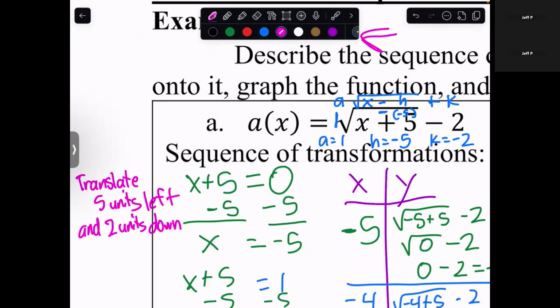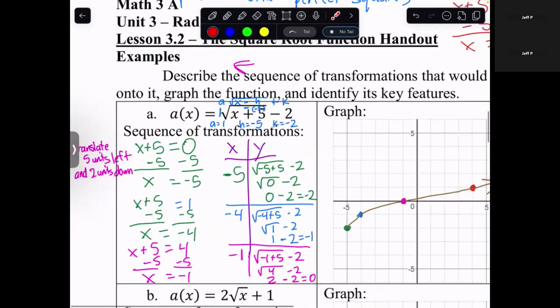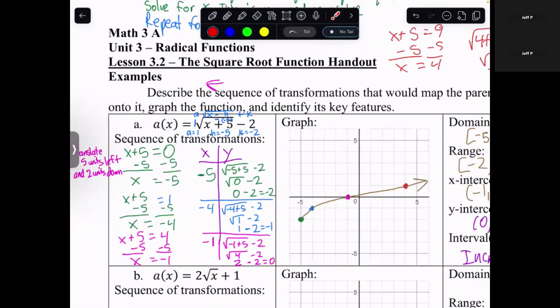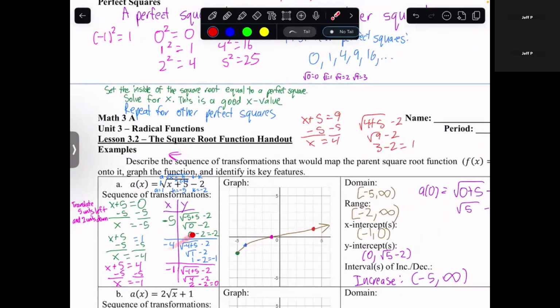Okay, so do not say translate -2 down. That would actually be wrong. The down already takes care of the negative part. Same thing with left. The left takes care of the negative. Okay. So that first row is complete.